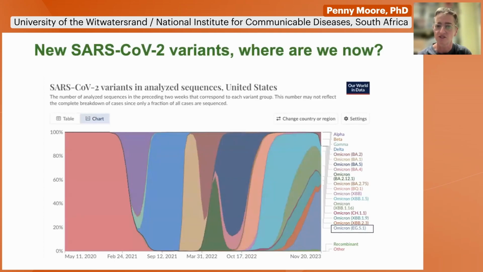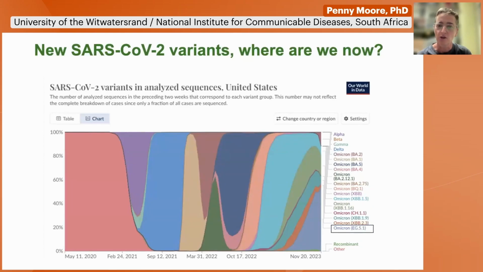So if you look towards the end of that graph, you can see that if you look at all sequences that come out of the United States recently, about 50% of them are that kind of dusky blue color, which denotes a newish variant of concern, called Omicron EG5.1, which is going to be one of the major focuses of the talk that I'm going to be giving today.